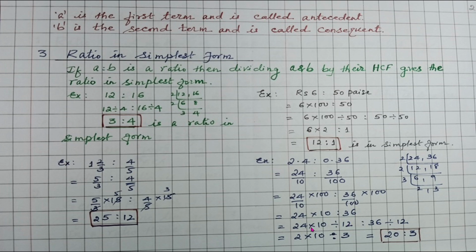Again we find that 24 is to 10 is divided by 12 on both the sides, because 12 is the HCF. When we divide, we get 2 is to 10 is to 3, that is 20 is to 3. So this is how we convert a ratio to its simplest form.